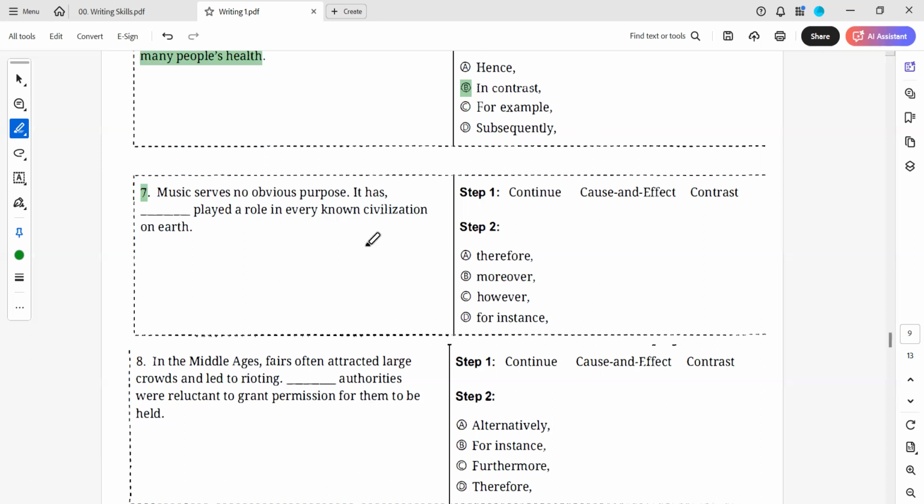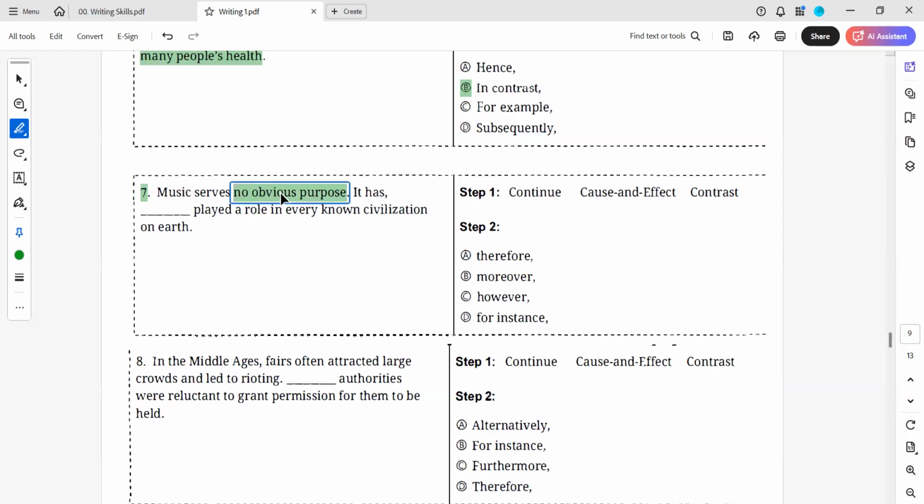Yes, good job, guys. Actually, most of your opinions here are correct. The first sentence they said, music serves no obvious purpose. It has no obvious purpose. Okay, what do we have in the following sentence? They said, it has played a role in every known civilization on Earth.